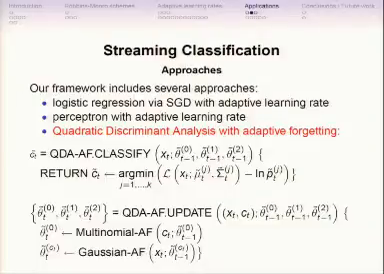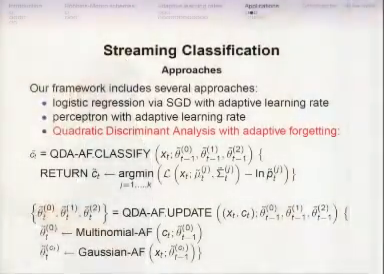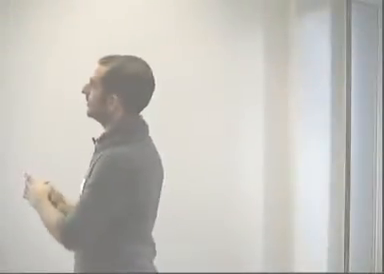So our framework of stochastic approximation already includes several approaches to this problem. You could have a logistic regression fit via stochastic gradient descent using a self-tuning adaptive learning rate, or you could have a perceptron with an adaptive learning rate. In this case, what we're looking at is a quadratic discriminant analysis classifier with an adaptive forgetting factor. So this algorithm has two steps as described: one classify step and one update step.